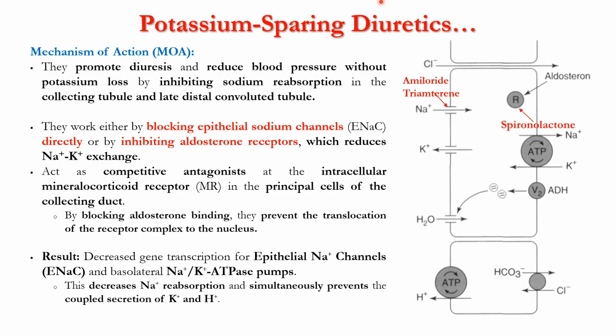And generally, when we consider the clinical application of potassium-sparing diuretics, they can be used generally to treat hypertension, heart failure, and edema, particularly when managing hypokalemia. So actually they are contraindicated in patients with existing hyperkalemia or severe kidney disease. We have to avoid giving potassium-sparing diuretics to those individuals who have hyperkalemia and severe kidney diseases.